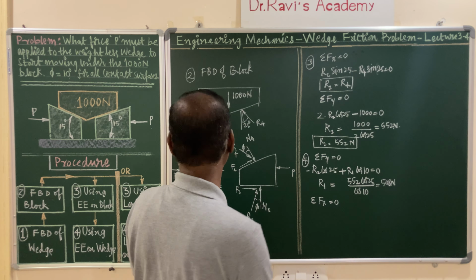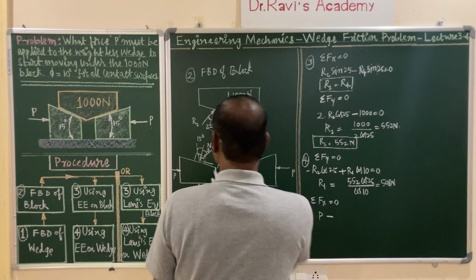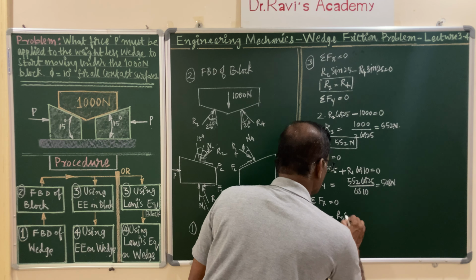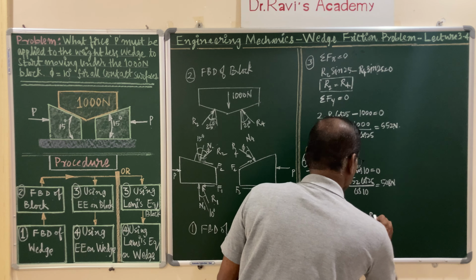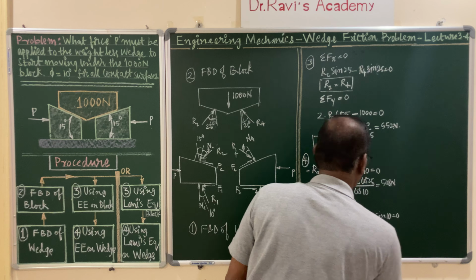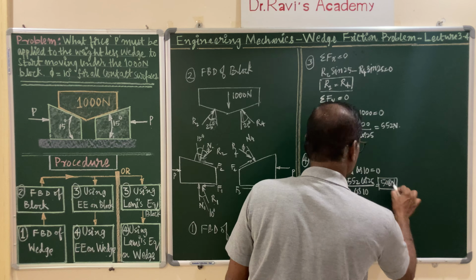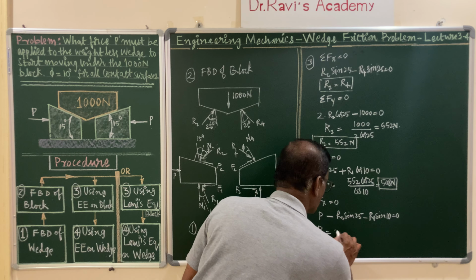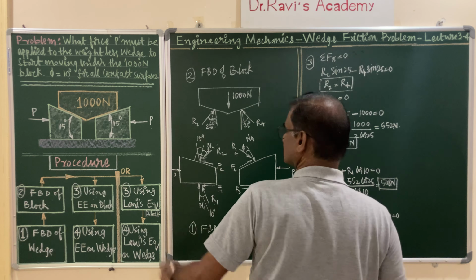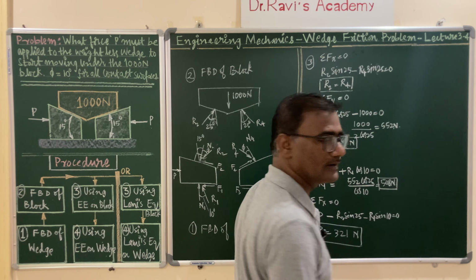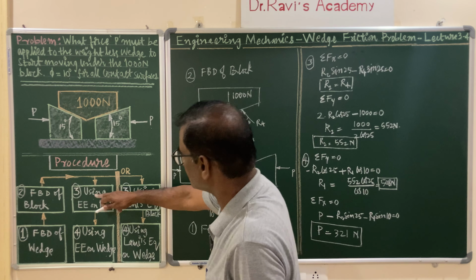In this equation you can write down, P is positive, which is pointing to the right, and minus R2 sine 25 minus R1 sine 10 equals 0. Because R1 and R2 both are known, you can calculate the P value. You are going to get 321 newtons. This is the required answer, that is the external force required in order to have impending motion. This is one method of equations of equilibrium.